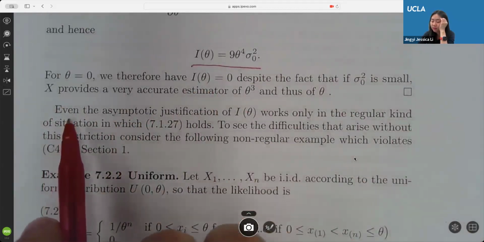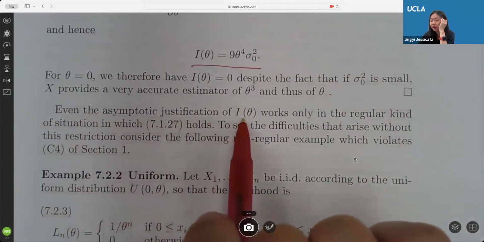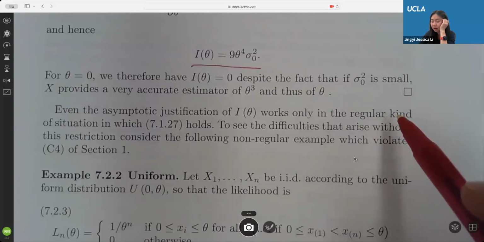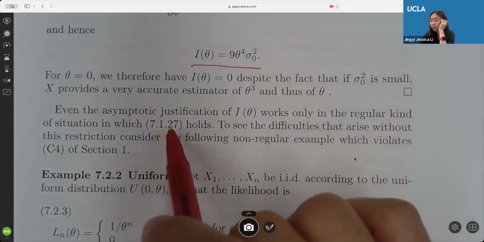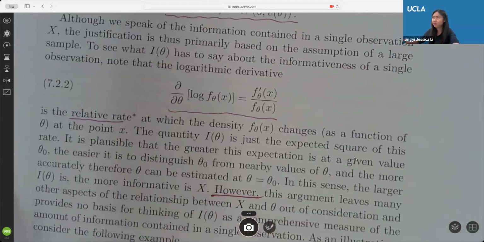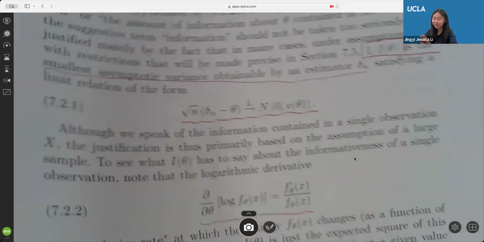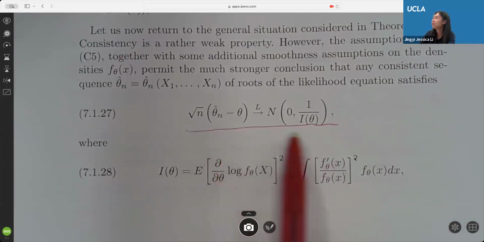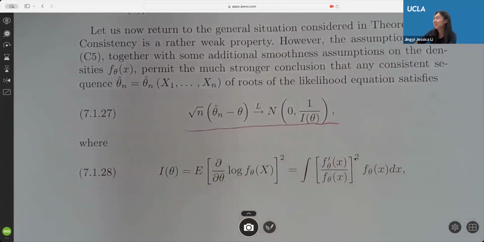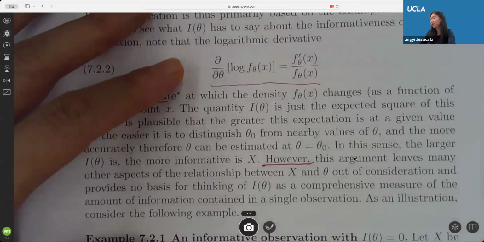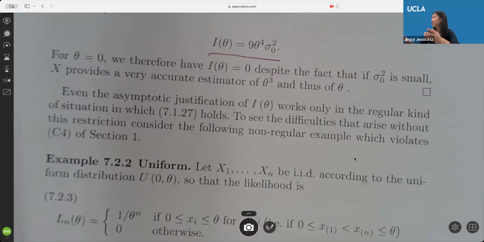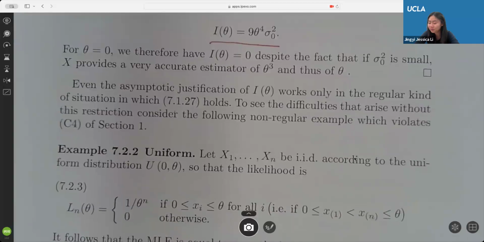Even the asymptotic justification of I(θ) works only in the regular kind of situation in which 7.1.27 holds. What is that? This is the problem with the textbook, right? This is it. Yeah, I think they could just write it down instead of asking us to go back. Maybe this book was published in the time when people still read paperbacks. But now with electronic PDF, it's even more inconvenient.